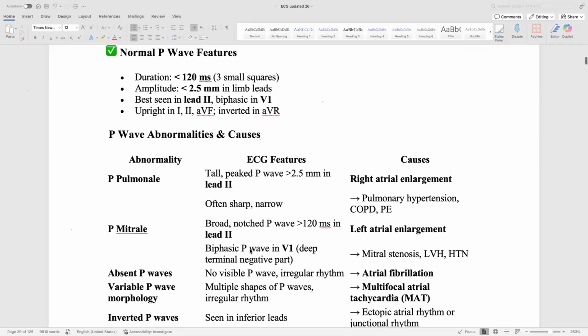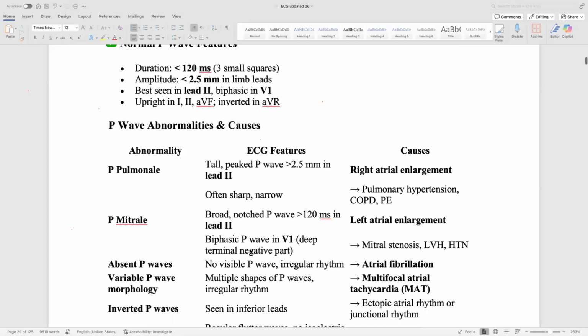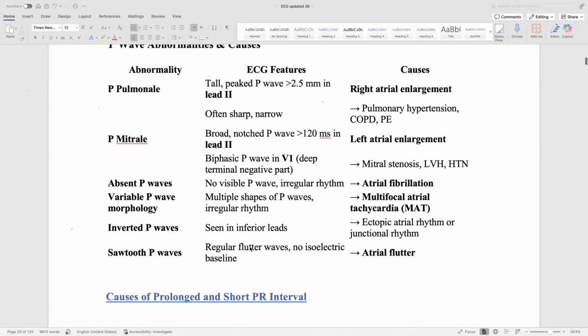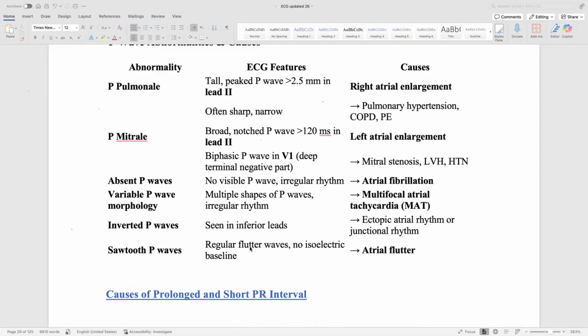All right. Absent P wave: there is no depolarization of the atrium. Sorry. No organized electricity. This is atrial fibrillation. Absent P wave. And sometimes, believe me, only the absent P wave can help you detect atrial fibrillation. Very important.